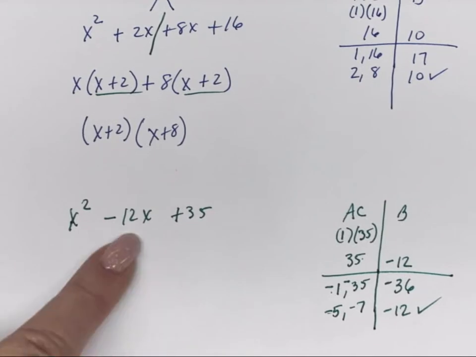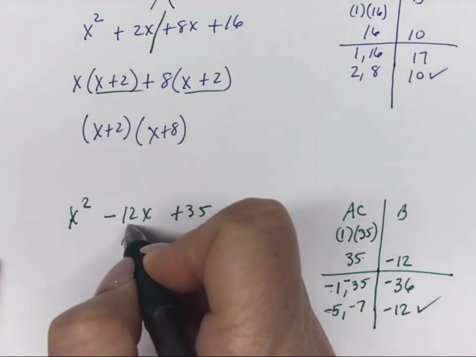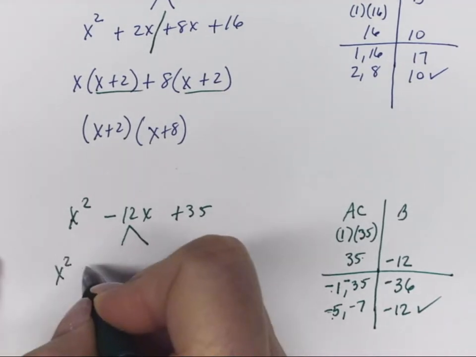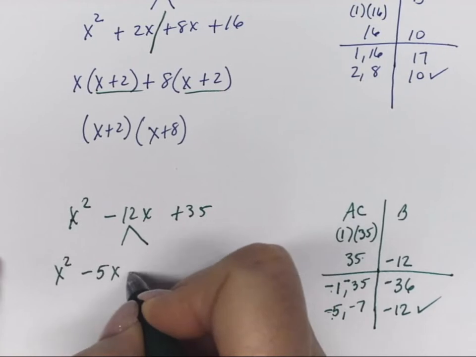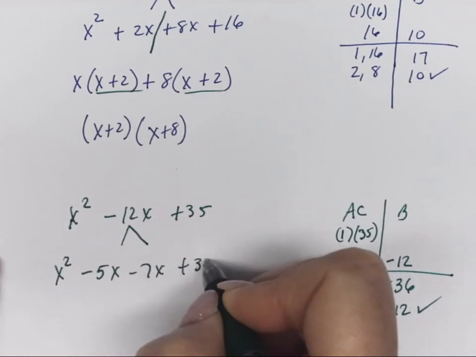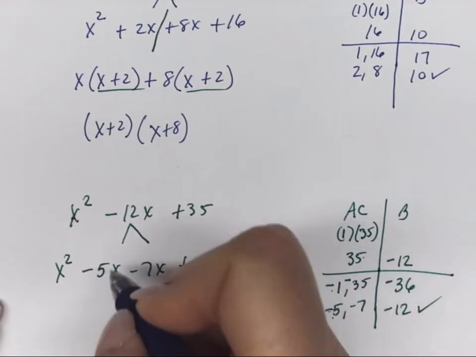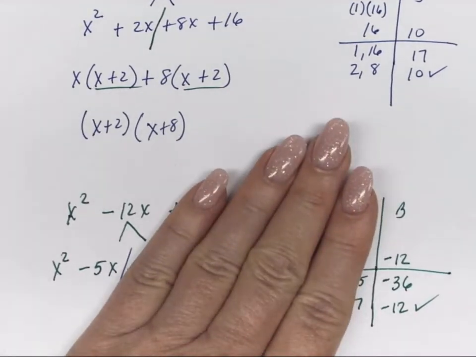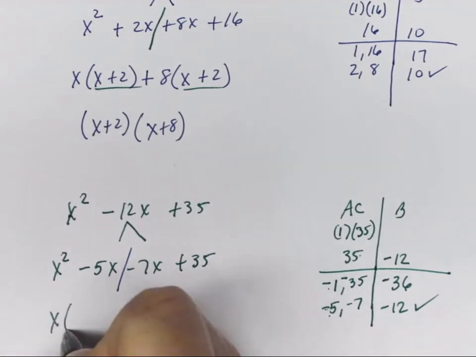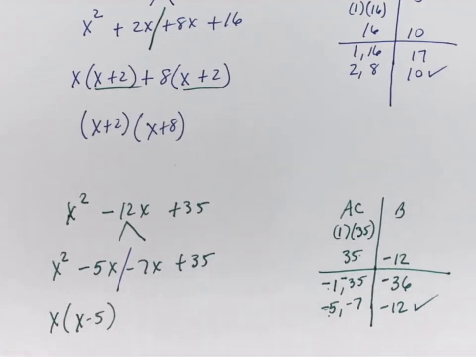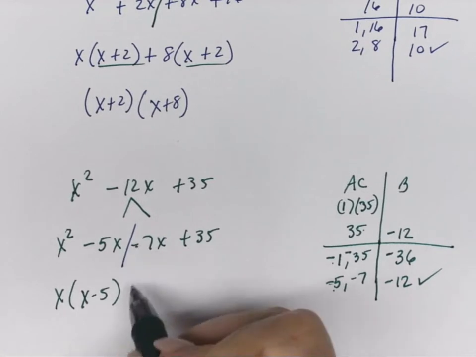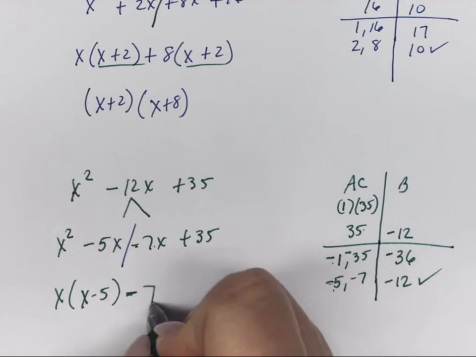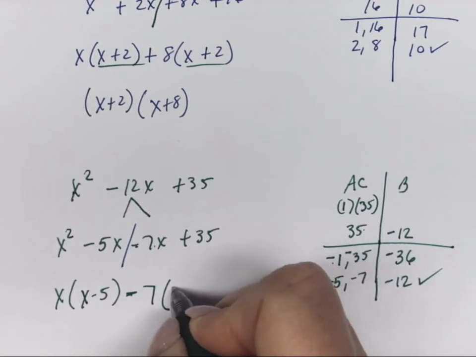So now I will rewrite that negative 12x as negative 5x, negative 7x. So x squared minus 5x minus 7x plus 35. Factor by grouping. In the beginning half there, we have just an x in common. So x times x minus 5 is what we are left with. Bring down the minus sign. 7x and 35, they have a common factor of 7. And we end up with x.